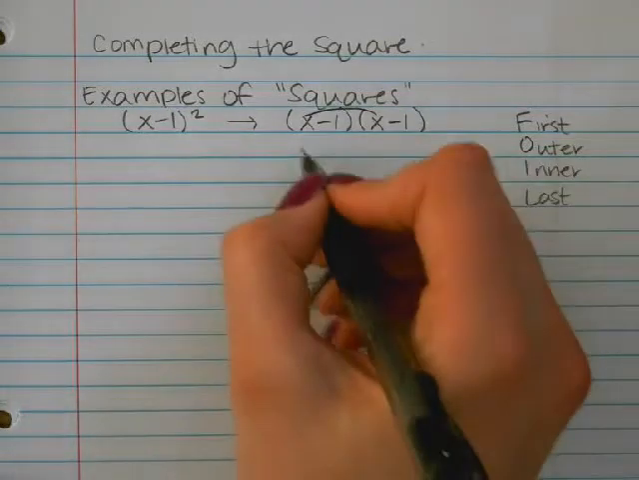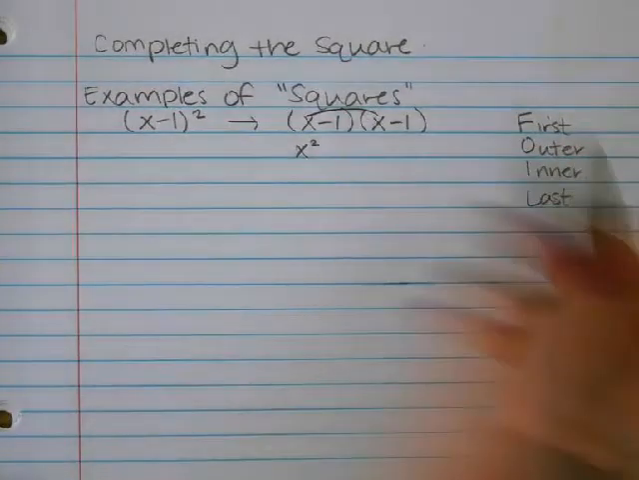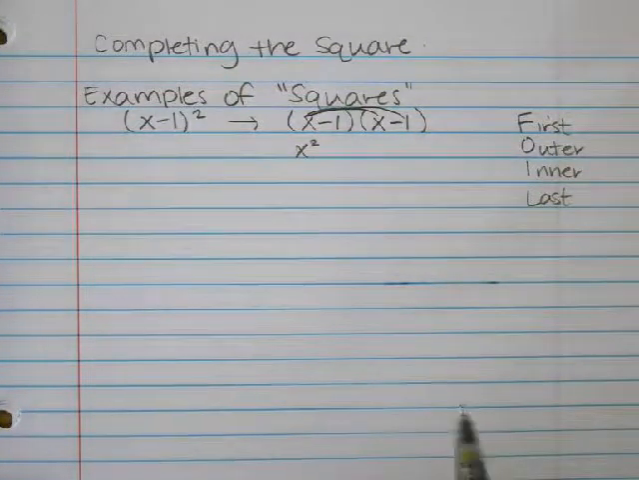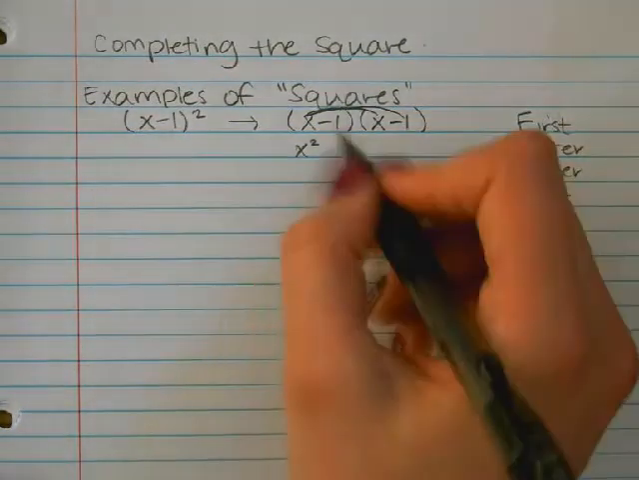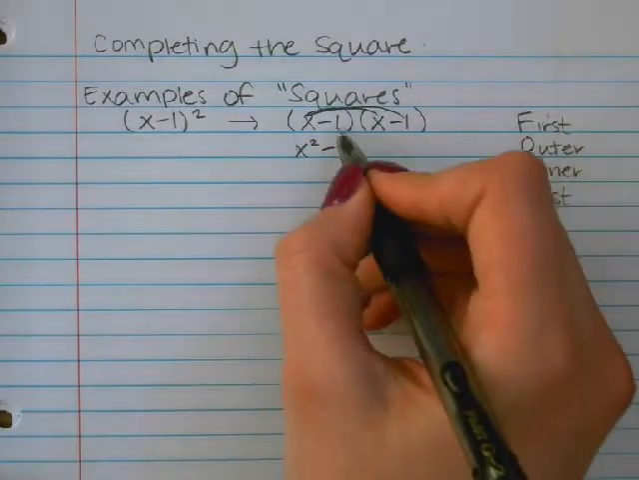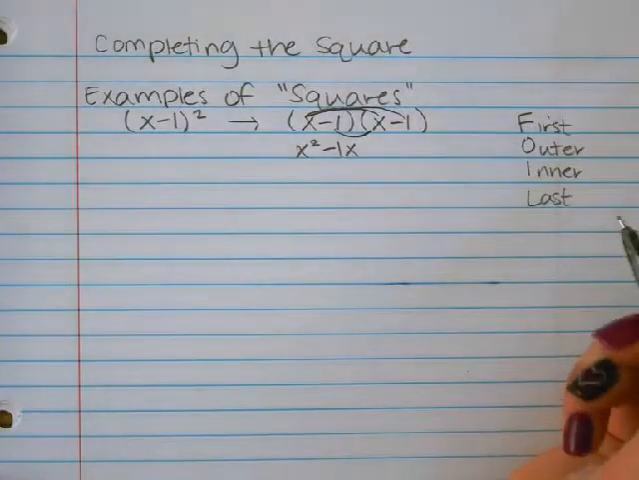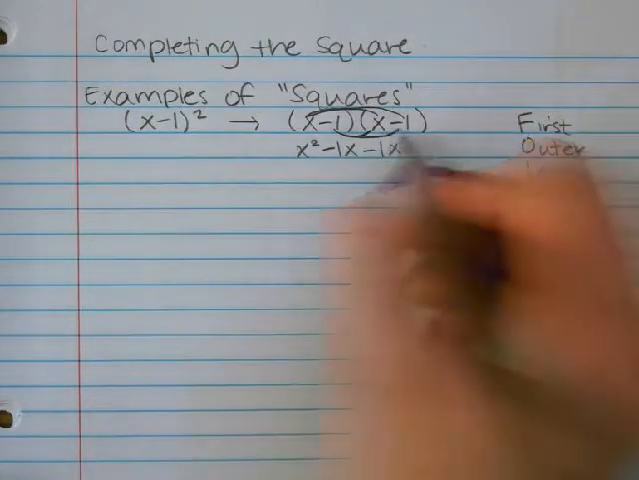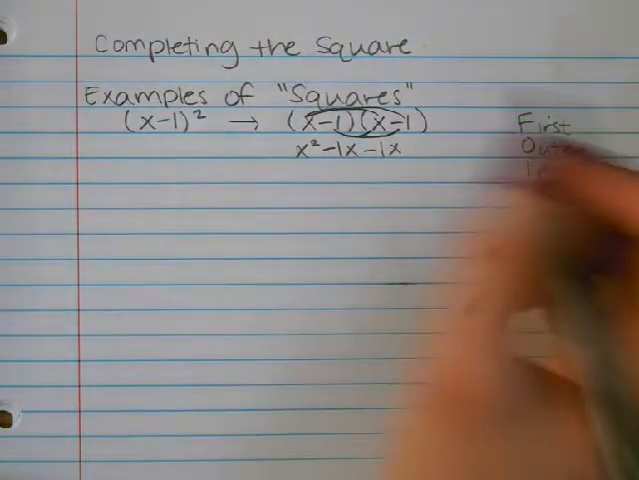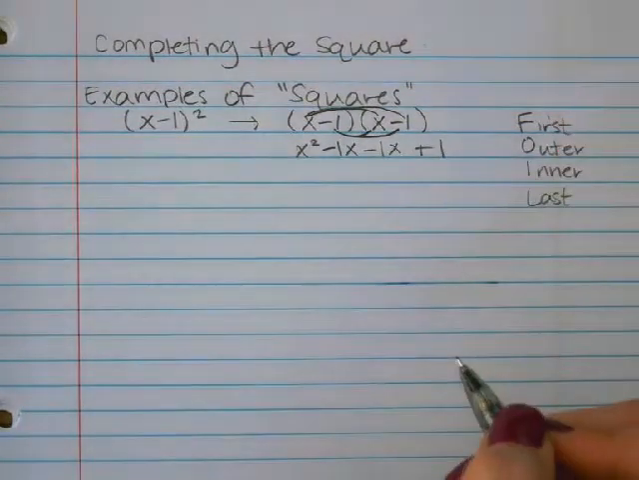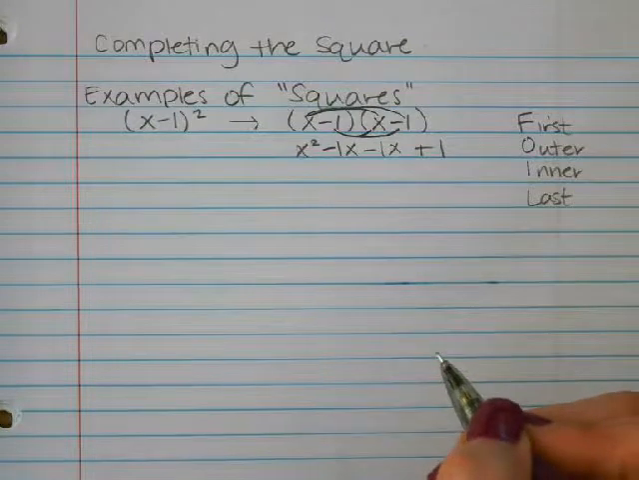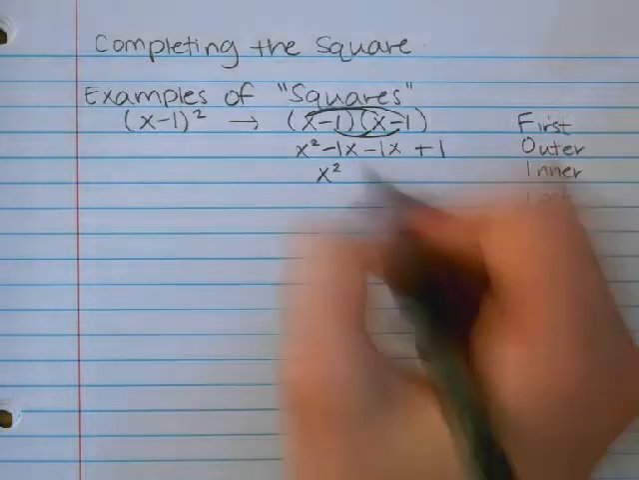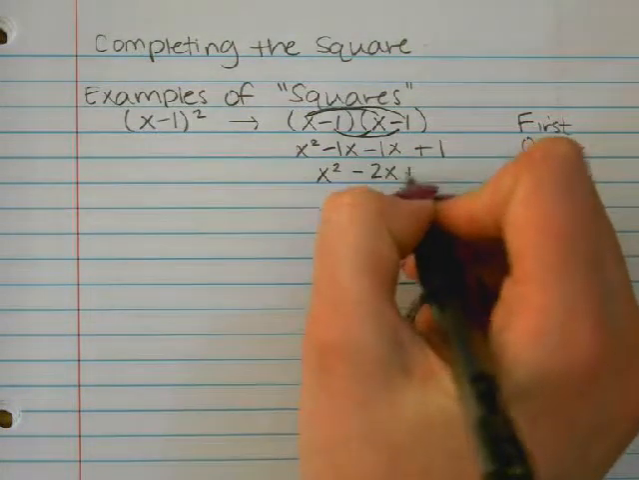X squared. And then outside or outer is the x multiplied by the negative 1. What does that give you? Negative 1x. I is for inner. What does that give you? Negative 1x. And then L is for last, so the last one times the other last one is positive 1. So we've got x squared minus 1x minus 1x plus 1. And if we combine like terms, that gives us x squared minus 2x plus 1.